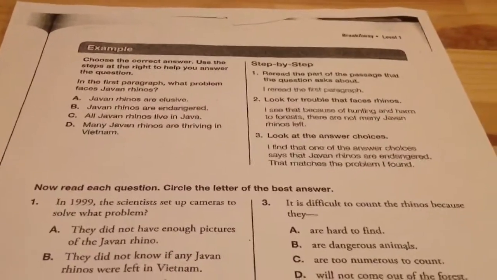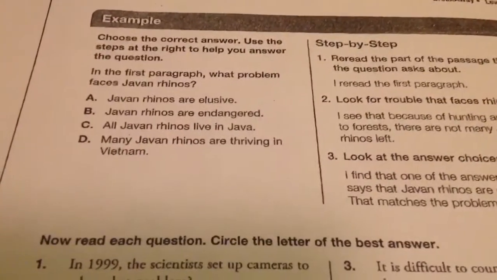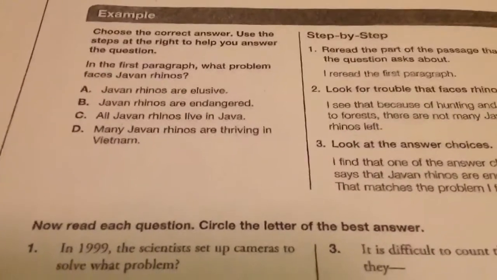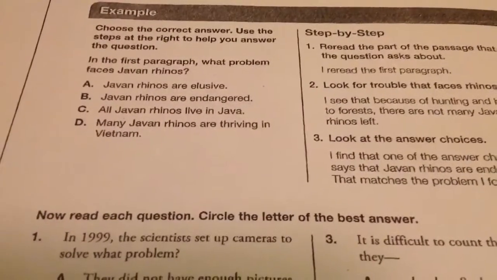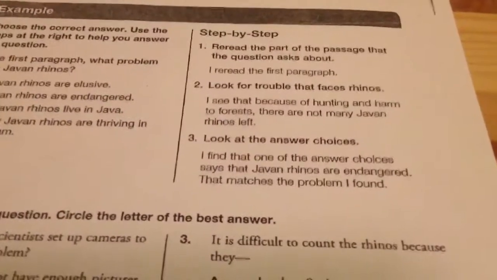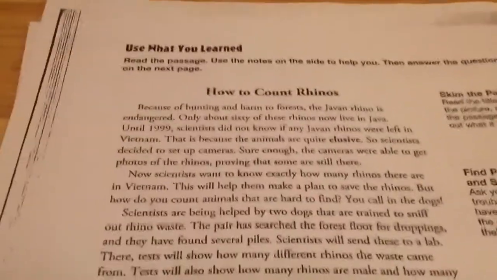to answer the questions. First, we have an example that shows us how to find the answer. The example says, choose the correct answer, use the steps at the right to help you answer the question. In the first paragraph, what problem faces Javan rhinos? Okay, step 1, reread the part of the passage that the question asks about. I reread the first paragraph. So let's go to the first paragraph and reread it.